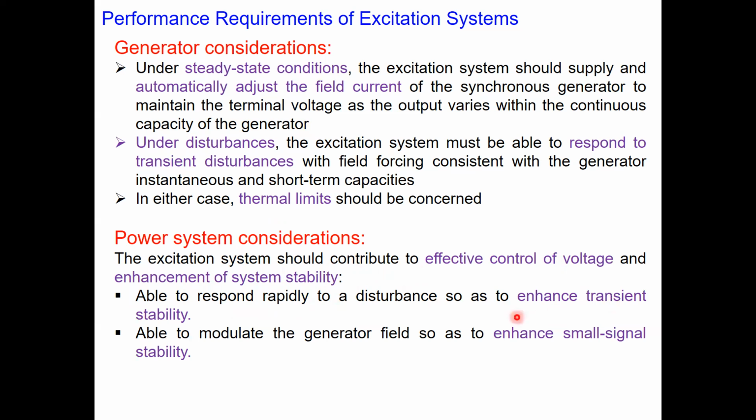This is one part. And also, even if you have some small disturbances, even in that case, it should be able to change the field current in the field winding. So not only for a transient condition, but even for small disturbances, the excitation system should be able to meet the requirement for improvement in the system stability.